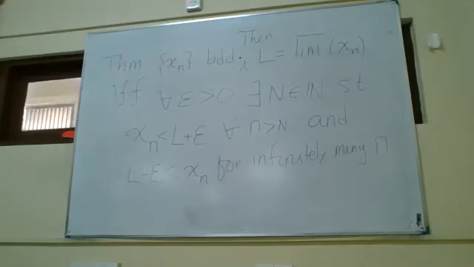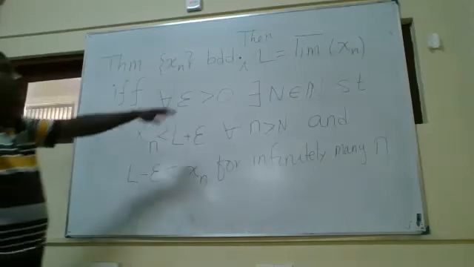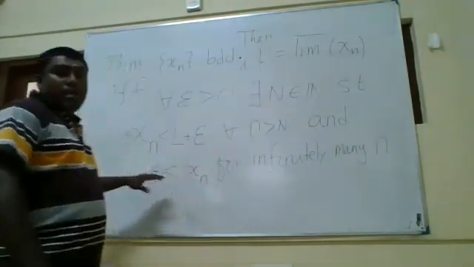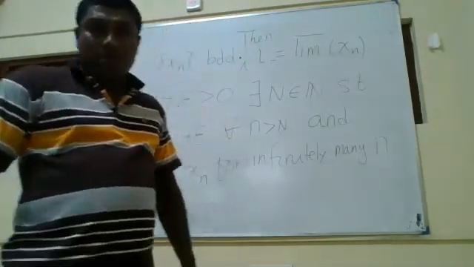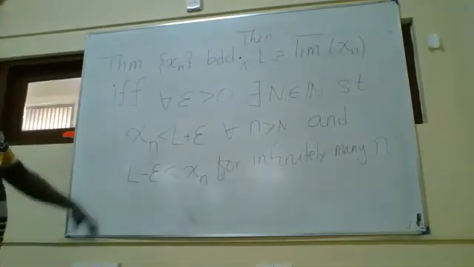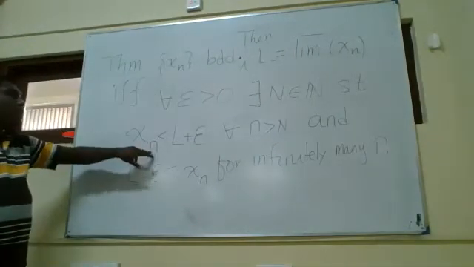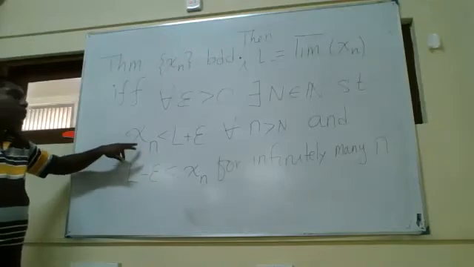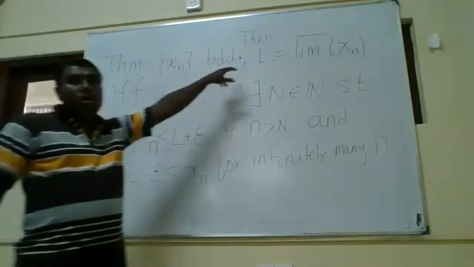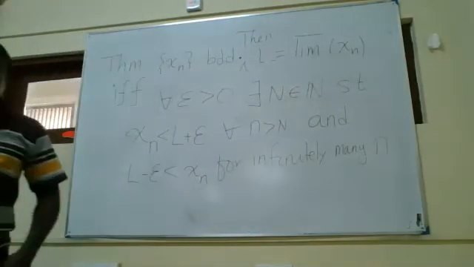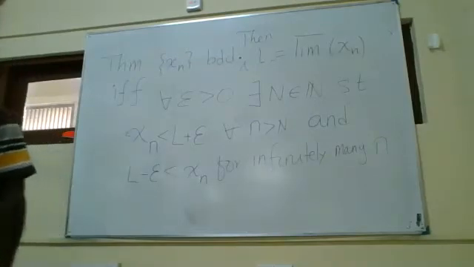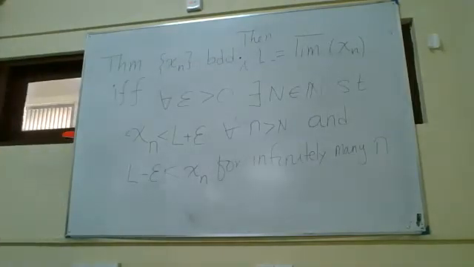If you want to prove this, you have to prove two things. One is, if L is the upper limit, then this one is true. And if this one is true, then we have to show that L is the upper limit. That is what we wanted to show. So we will start by assuming that L is the upper limit.